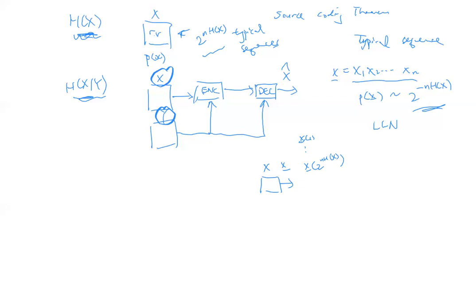And then whenever we pull out a sequence from this source here, we just compare which one it is. And then we just send out the label, right? So this will be maybe K here. And since we have 2^{nH(X)} of them, we just need nH(X) bits to store that. So therefore per sample, we just need H(X) bits, right?